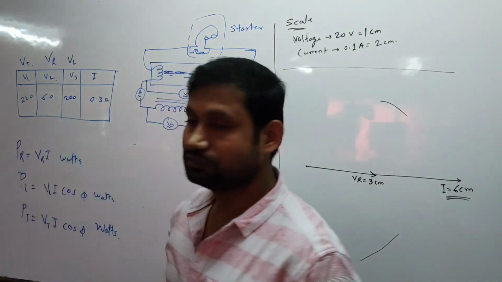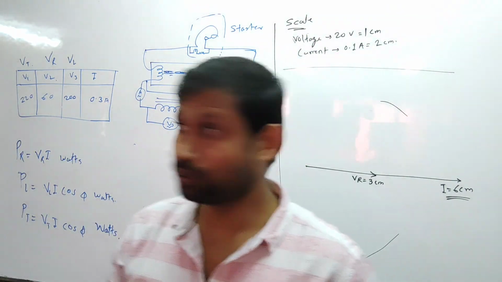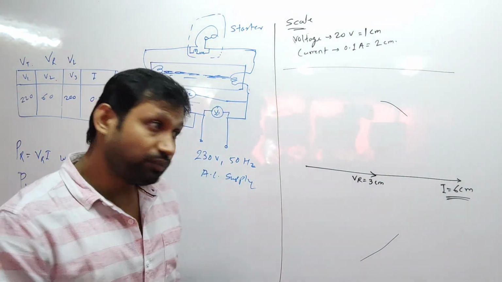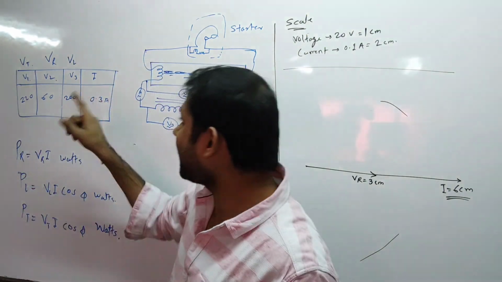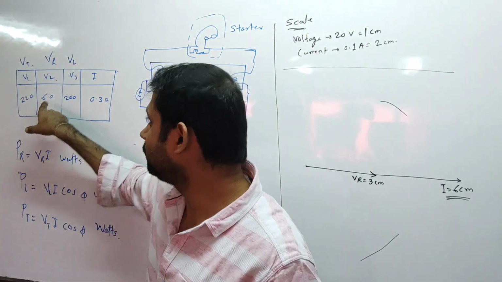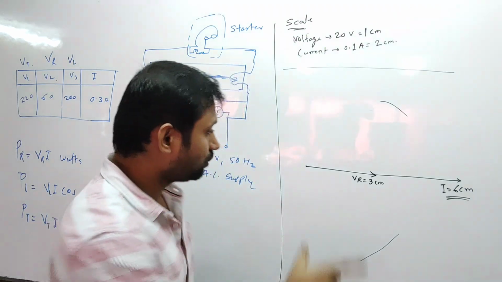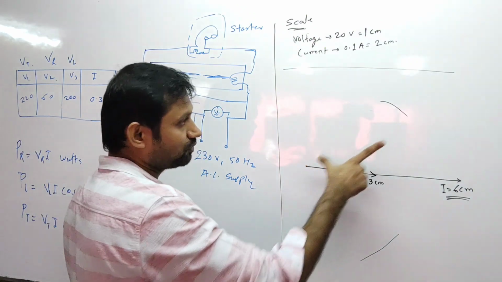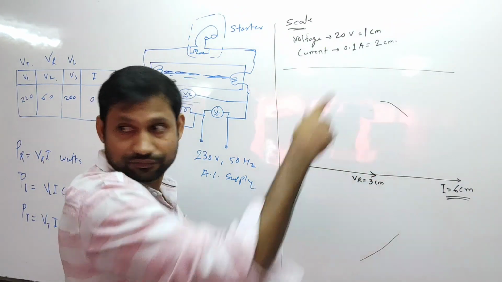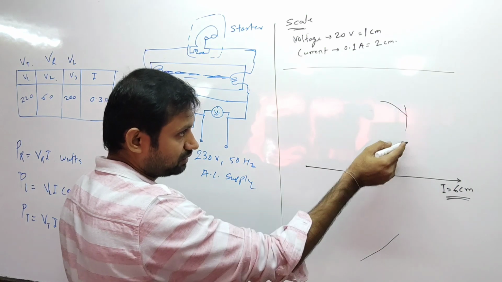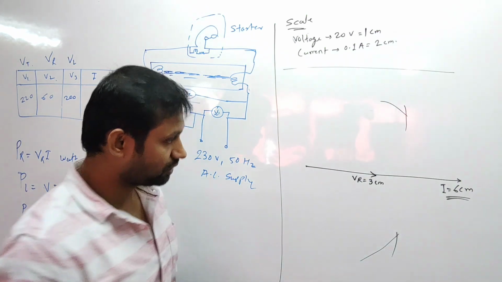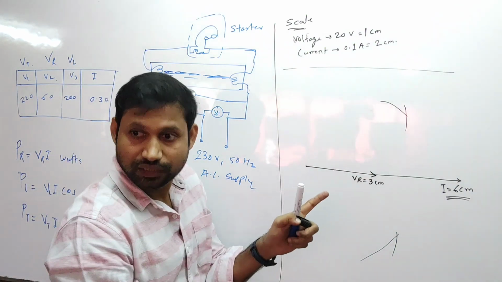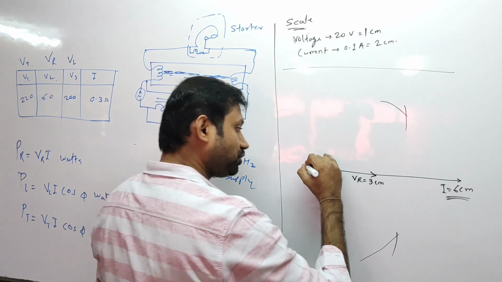Next, what is left? Total voltage, 220 volts. So 220 divided by 20 is 11 centimeter. From the origin, because this total voltage is nothing but the vector addition of your VR and VL. So from the origin, take this measurement of 11 centimeter in your compass and intersect the first arc. Somewhere here I am going to do it. Clear? Then join this.